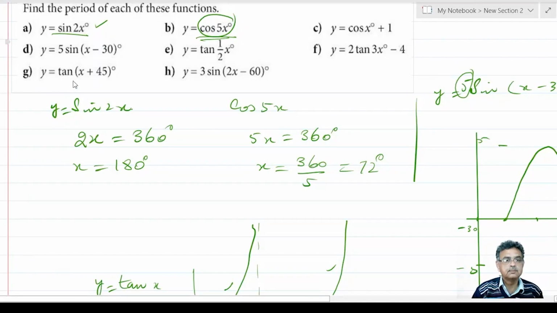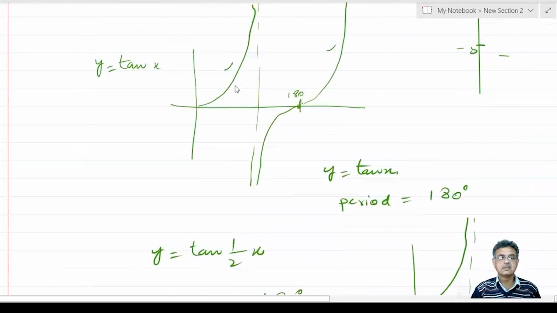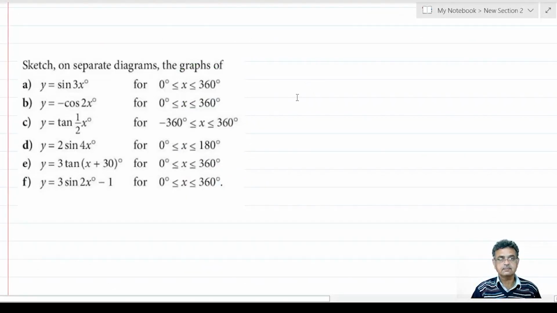Okay, now here tangent x plus 45. Once again, this will move 45 units towards the left, but the period is not changed, so it will remain 180 degrees. Sine 2x minus 60, its period is 2x equal to 360, period is 180 degrees. That's it. Okay, now sketch on separate diagrams the graph of this.